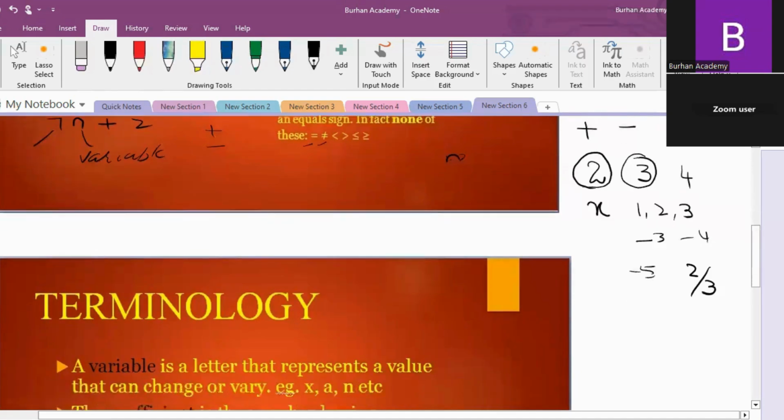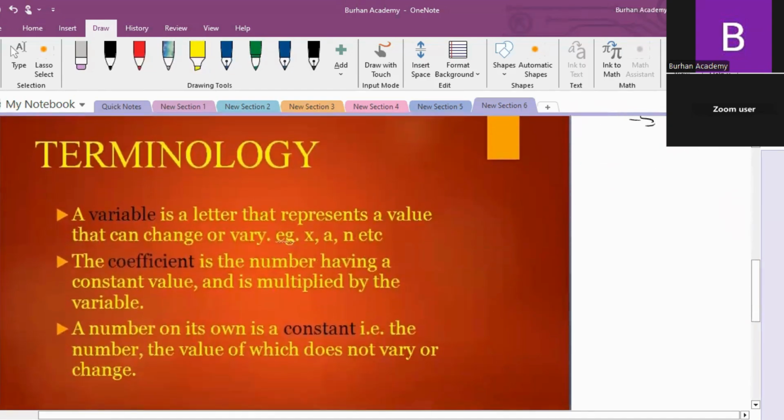Now, I have told you these things. A variable is a letter that represents a value that can change or vary: x, a, n, etc. A coefficient is a number having a constant value that is multiplied by a variable. For example, 2 times x. 2 is a constant and it is being multiplied by a variable, and it is called the coefficient of x.